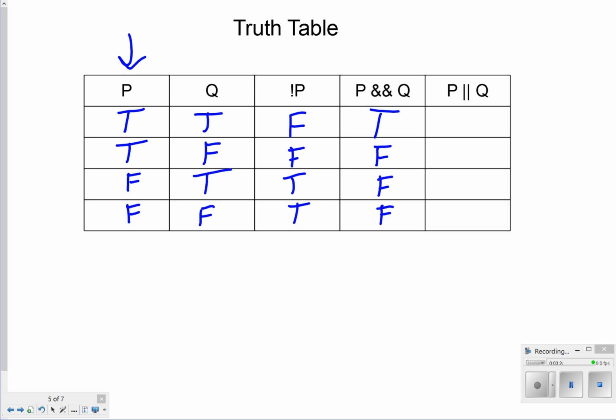All right, this last one, P or Q. Again, it's true if either of them are true. True or true is true. True or false is true. False or true is true. False or false, that's false. Again, the or can only be false when both are false.